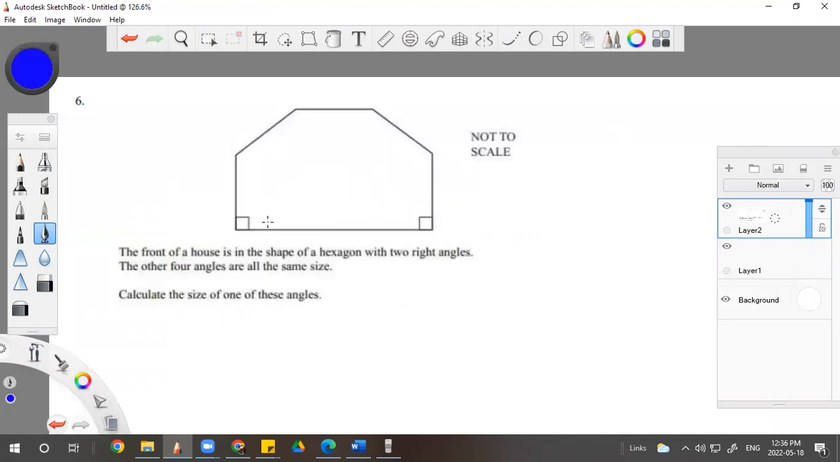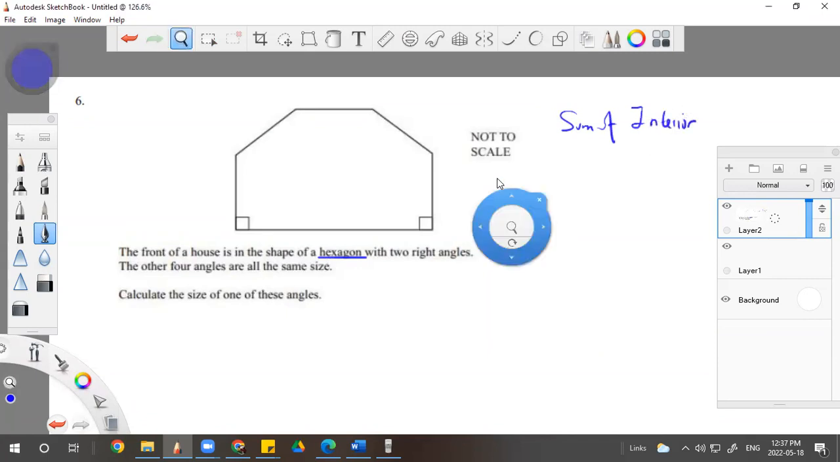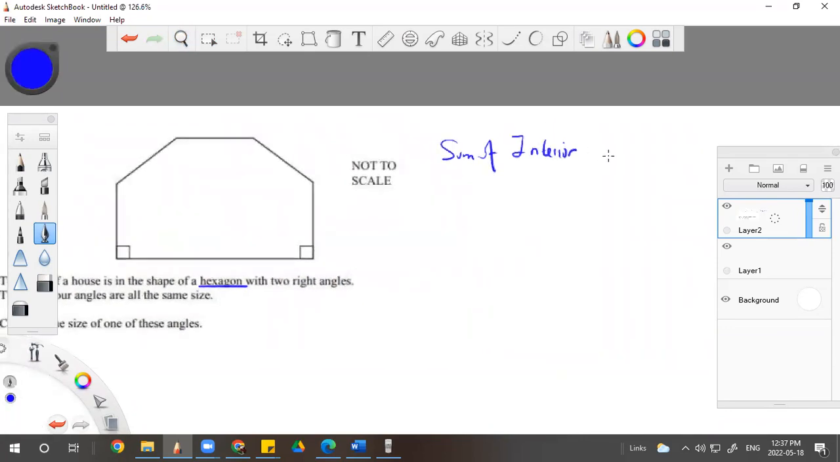Okay, in front, calculate the size of one of these angles. All the other 4 sides are the same. Okay, lu bisa pakai 2 cara. Kalau saya pakainya udahlah lihat aja berapa banyak sih size-nya. 1 hexagon kan. Hexagon berarti kan 6, right? Sum of interior berapa? Nah, hafalin. Sum of interior berapa sih? N minus 2 times 180 degree kan.